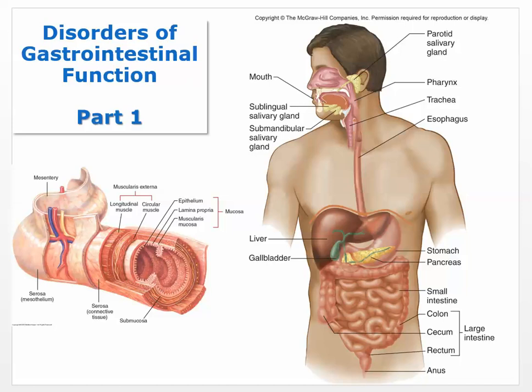Hi, we are going to talk about disorders of gastrointestinal function. This is part one. So part one will cover pretty much the mouth, esophagus, and stomach, and the intestines, large and small intestine. Well, okay, the whole thing is kind of GI. And then we'll come back in part two and we'll talk about the liver, pancreas, gallbladder. Okay, so a couple of things I'll point out here on this slide.